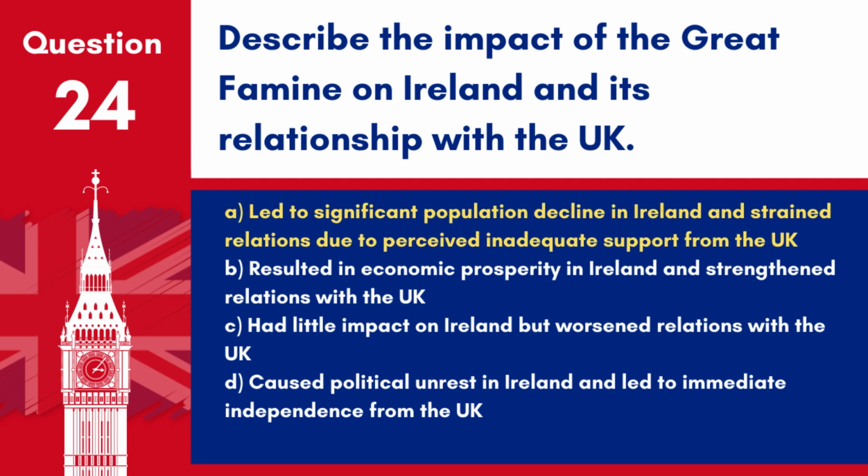Answer: A. Led to significant population decline in Ireland and strained relations due to perceived inadequate support from the UK. The Great Famine in the mid-19th century had a devastating impact on Ireland, leading to a massive population decline through both death and emigration, and it significantly strained relations with the UK, which was criticised for its inadequate response to the crisis.